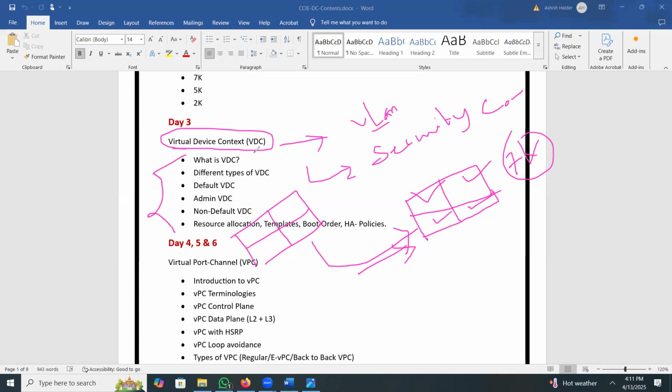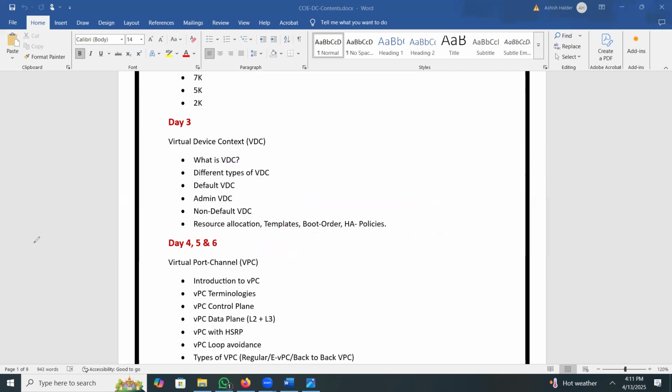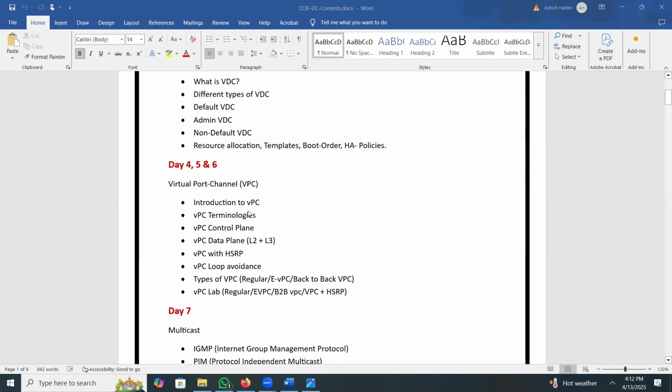Suppose these are the contents: what is VDC, different types of VDC, default VDC, admin VDC, non-default VDC, resource allocation, templates, boot order, ACL policies, etc. Everything I will discuss. Then on classes 4, 5, and 6, I will go for vPC. You have already heard about vPC. What is vPC in Nexus? Virtual port channel. First I will go through the concepts for every part, and then I will do the lab. What is vPC? Let me show a slide.